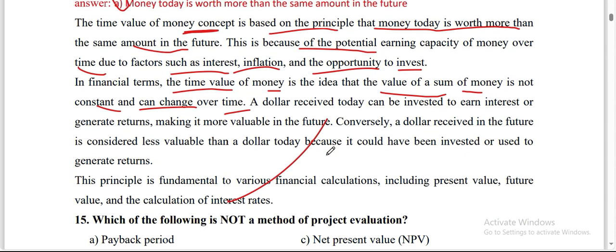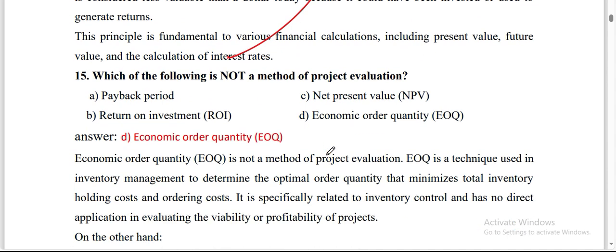The final question for today is question number 15. Which of the following is not a method of project evaluation? There are different ways of evaluating projects. From that, which is not a mechanism of project evaluation? A, payback period. B, return on investment. C, net present value. D, economic order quantity. The answer is D, which means that economic order quantity is not a mechanism of project evaluation.